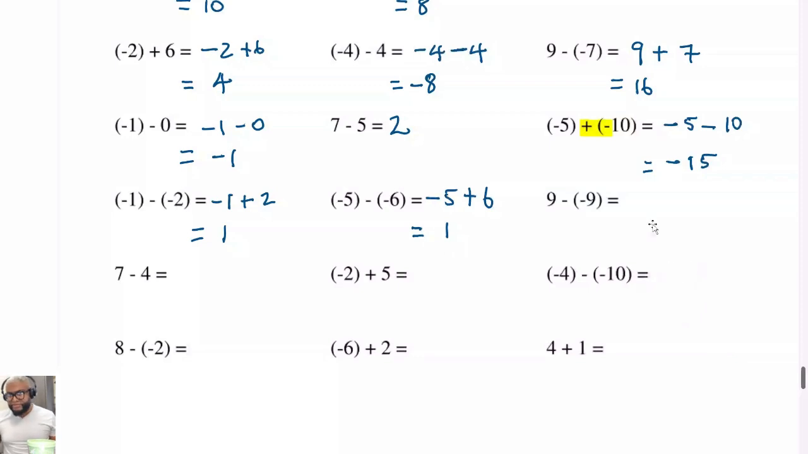Who wants to give me the answer for this one? 18, sir. Right, so it will be 9, because a minus and a minus is a plus, plus 9, which should be 18. So we're going to stop there.